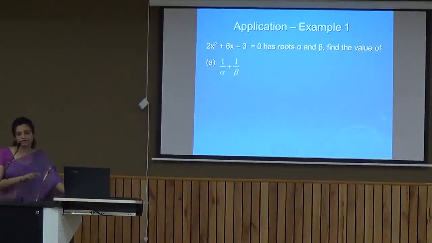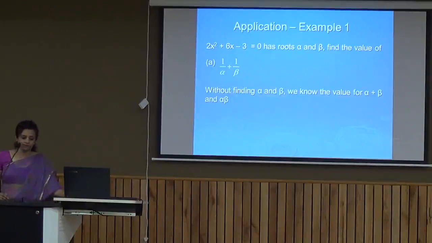Now children, this is a pretty simple polynomial, so you can always factorize and find out the answers. But if you get a very difficult or a very lengthy calculation, there is no point to actually solve it. That is what we're going to do here. Without finding alpha and beta, we know the value of alpha plus beta and alpha beta, right? What is alpha plus beta? Sum of roots. What is alpha beta? Product of roots.